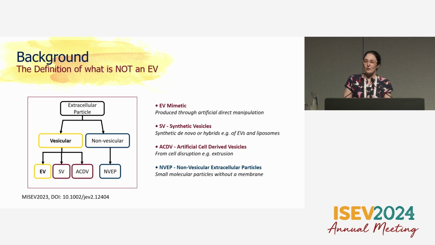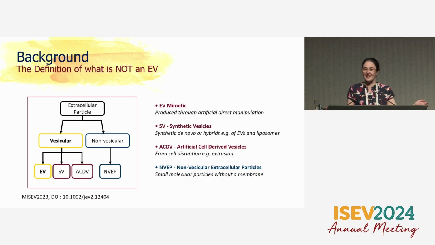But we also have a range of other vesicle types that can be formed synthetically or as mimetics: EV mimetics, SVs, synthetic vesicles, and ACDVs, artificial cell-derived vesicles formed from cell disruption. Then on the flip side, on the other arm of this family tree, still under extracellular particles, we have the non-vesicular NVEPs.